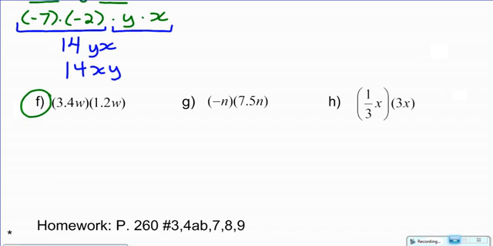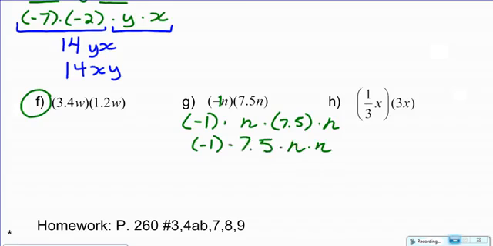For G, we have negative n. So right now it doesn't look like there's a coefficient on the n, but it's actually a negative 1n times 7.5 times n. So split it again, negative 1 times n times 7.5 times n. I didn't really need the brackets on this term. Okay, so numbers with numbers, variables with variables, so negative 1 times 7.5 times n times n.